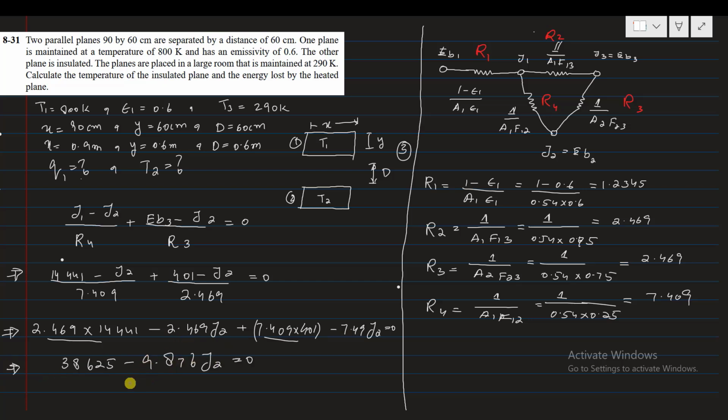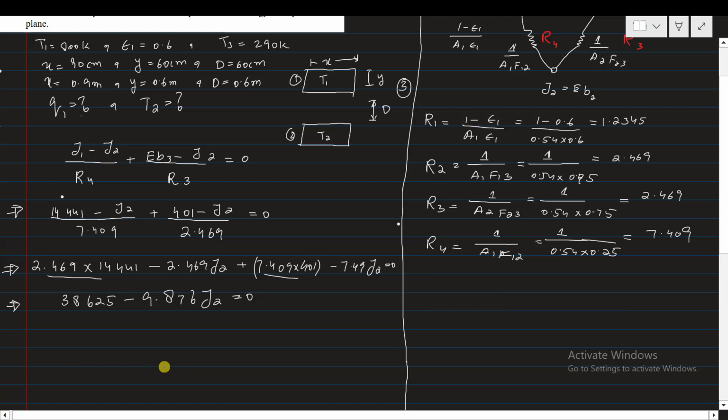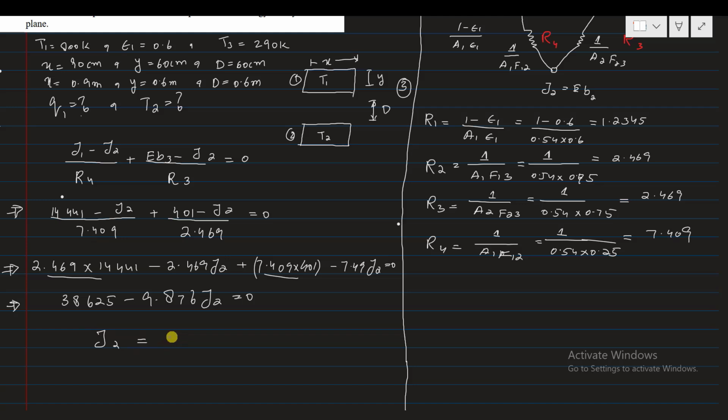So the final simplified version of these equations is 38,625 minus 9.876 J2. Shift this term to the right side of the equation and then divide by the coefficient of J2. So J2 is equal to 38,625 divided by 9.876. After division you will get J2, which is 3911 watts per meter square.